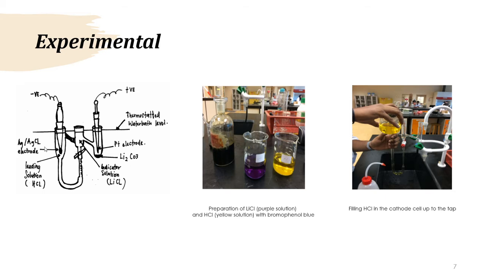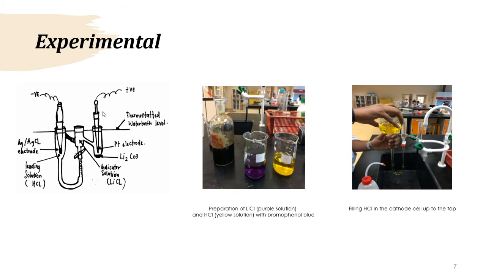So you have this electrode, you have the cathode, and you have the anode. And then you rinse this. Once you have rinsed this with HCl, you fill this up to the tap and close the tap. Now you may find that there are some remnants of HCl, the yellow solution, in here, so you use a dropper to remove it.